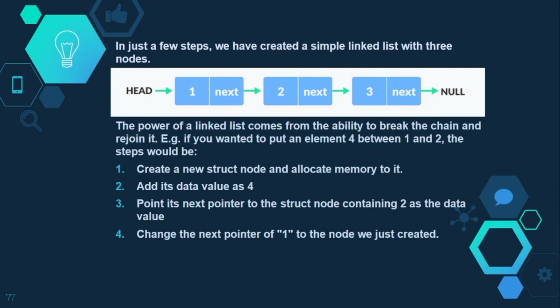The power of a linked list comes from the ability to break the chain and rejoin it. For example, if you wanted to put an element 4 between 1 and 2, the steps would be like this. Number 1, create a new struct node and allocate memory to it. Number 2, add its data value as 4. Number 3, point its next pointer to the struct node containing 2 as the data value. And then, change the next pointer of 1 to the node we just created.